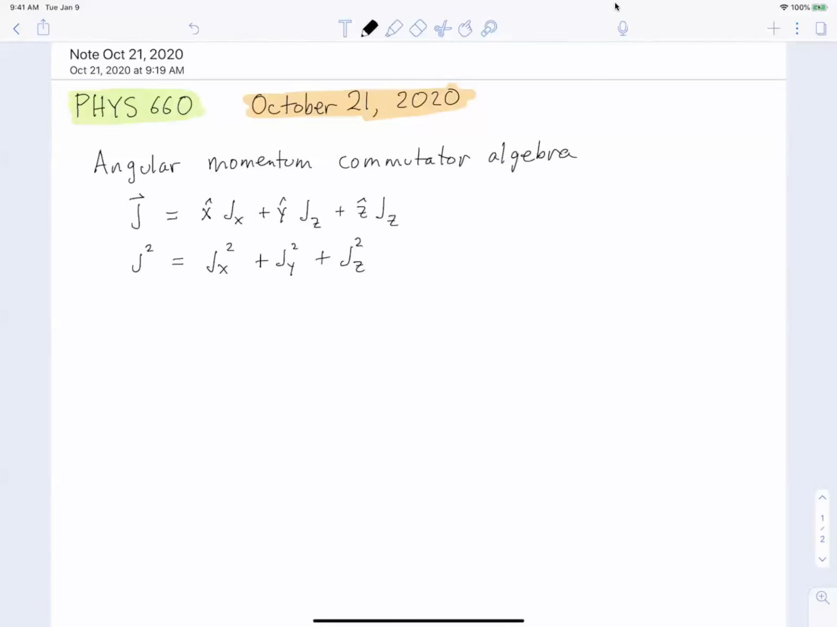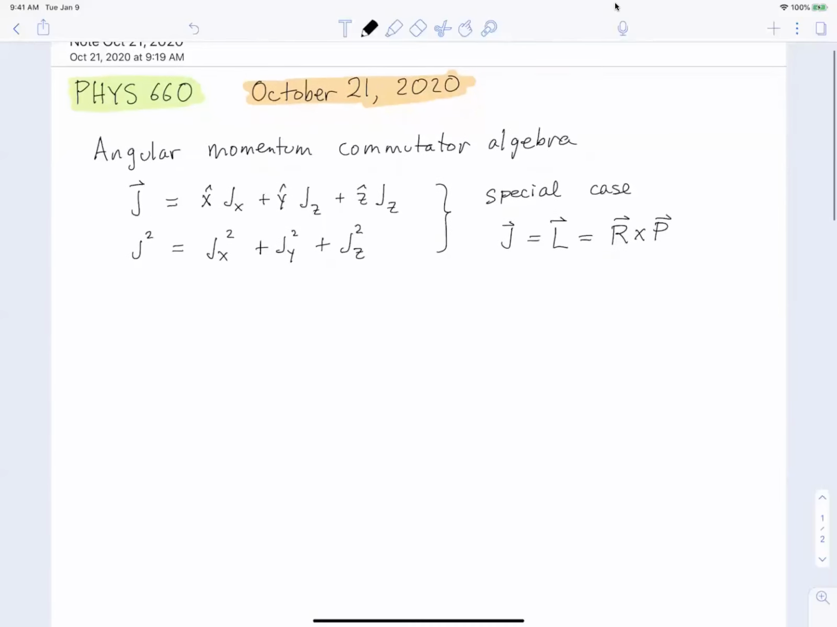We're being very general, so I'm not telling you how to construct these things out of other operators, except that there is a special case where we can do that. If J is equal to what we called L, which is defined to be R cross P, then that's a special case that obeys everything that I'm about to tell you today. But I don't want to commit to that specifically. I want to say, if something obeys the angular momentum commutator algebra, then it will obey lots of other properties.